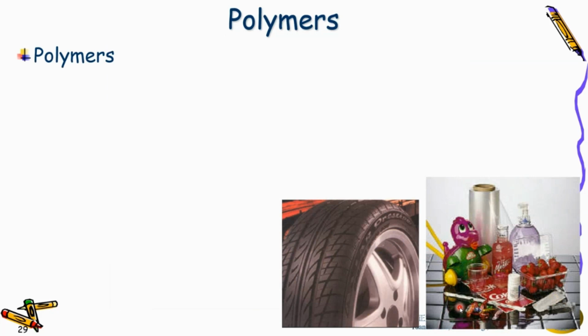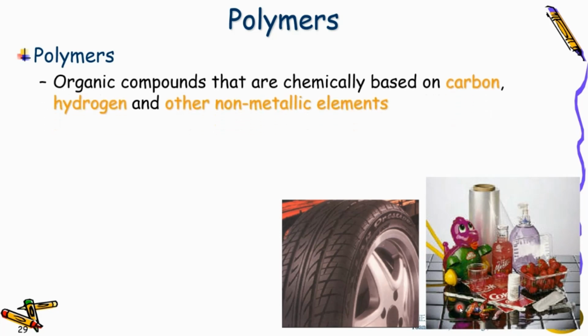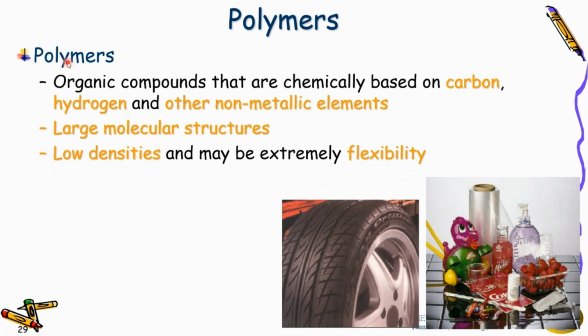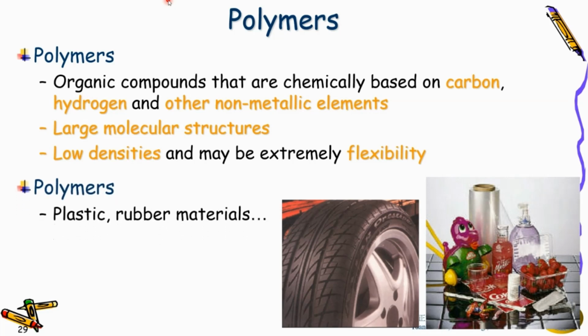The third type is called polymer. Polymer is actually organic compounds that are chemically based on carbon, hydrogen, and other non-metallic elements. Polymer means large amount. In contrast, monomer means small molecule. If you put monomers together, they become a large molecular structure, and that is a polymer. Because it doesn't pack very well, the density is low, and it can be extremely flexible. You can bend the polymer, you can bend plastic and rubber, right? So plastic and rubber materials belong to the type of polymer.